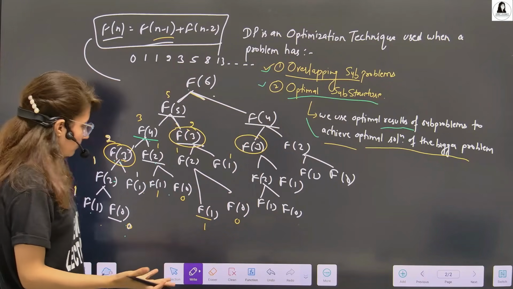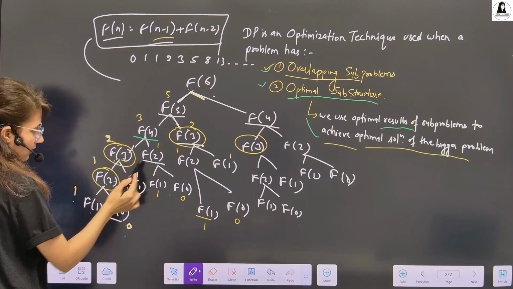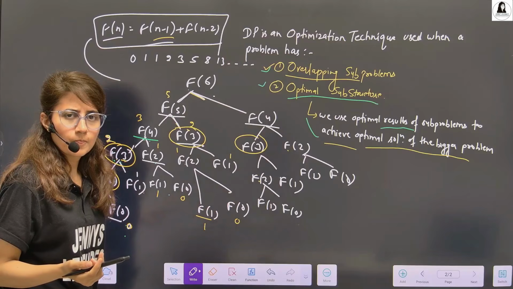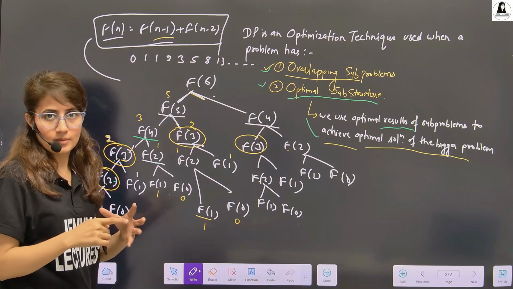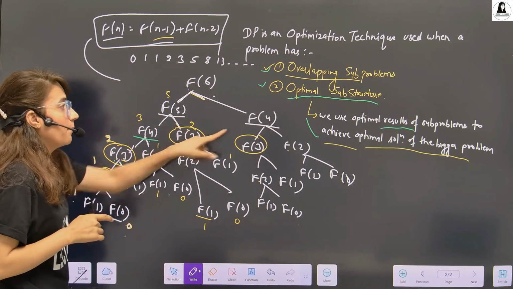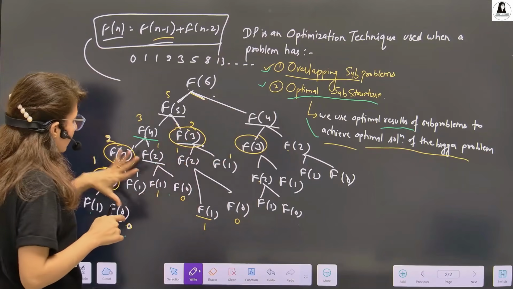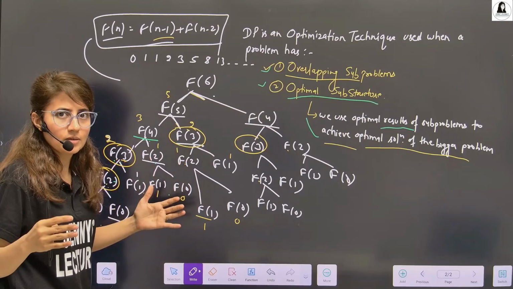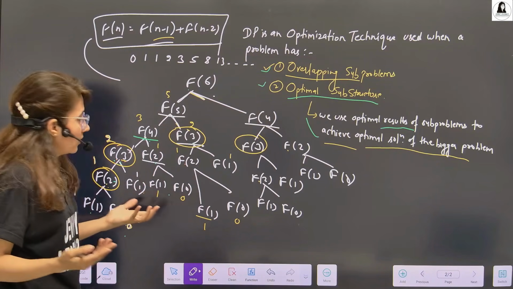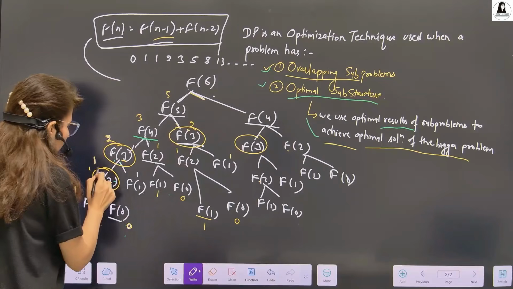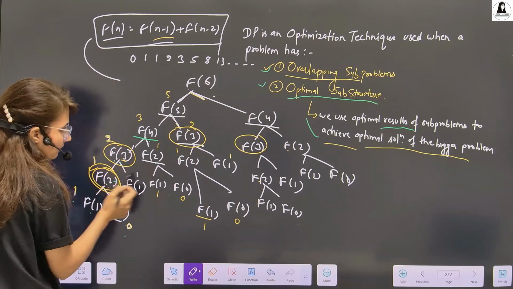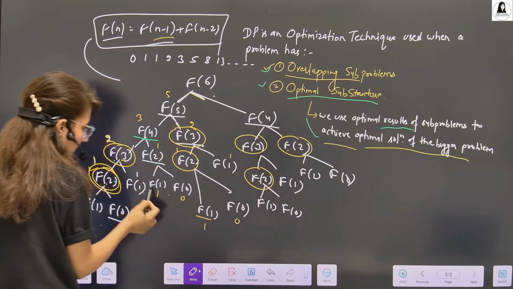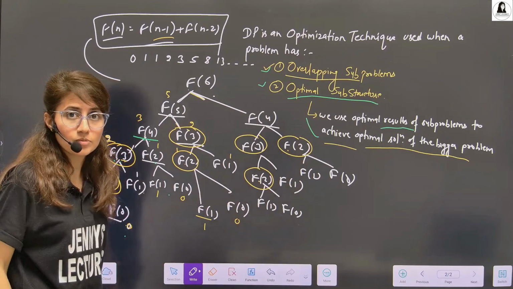See, multiple times. If I say f of 2, it's here, here, here, here, here. Many times I have f of 2. So it means these are overlapping. These sub problems are overlapping. Yes, we can solve. Overlapping means it's not independent. They are not independent. They are overlapping because the same sub problem is solved multiple times. So that is kind of overlapping sub problems.